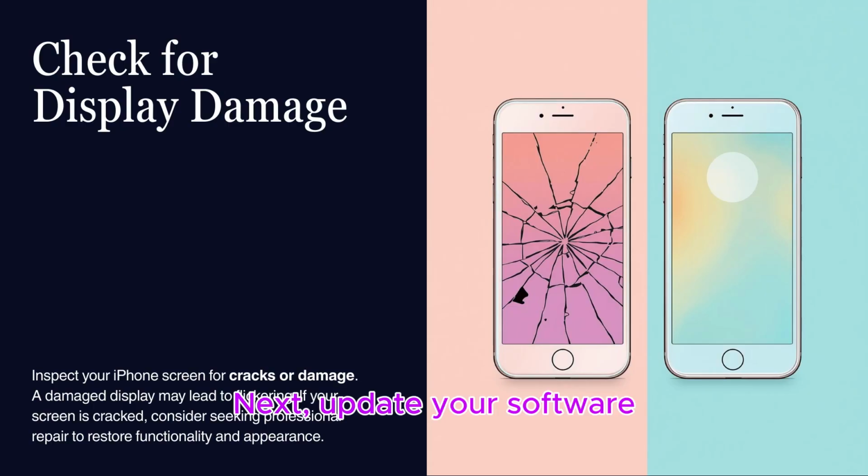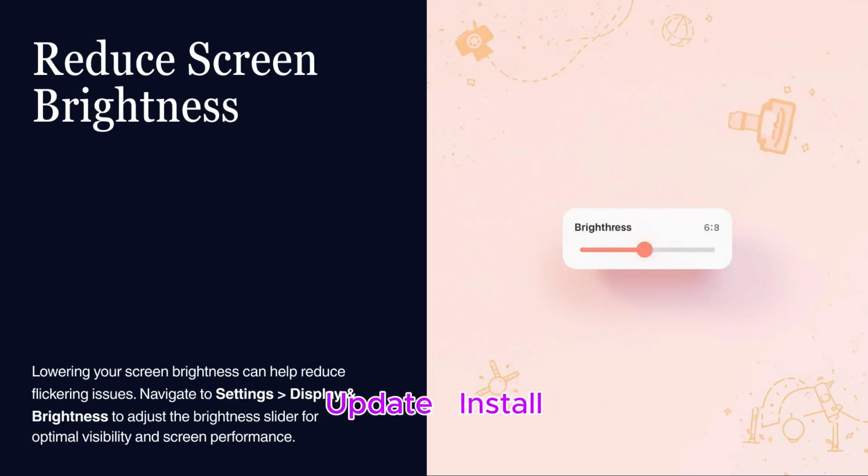Next, update your software. Go to Settings, tap General, then Software Update. Install any available update. Check for display damage. If the screen is cracked, it may need replacement.